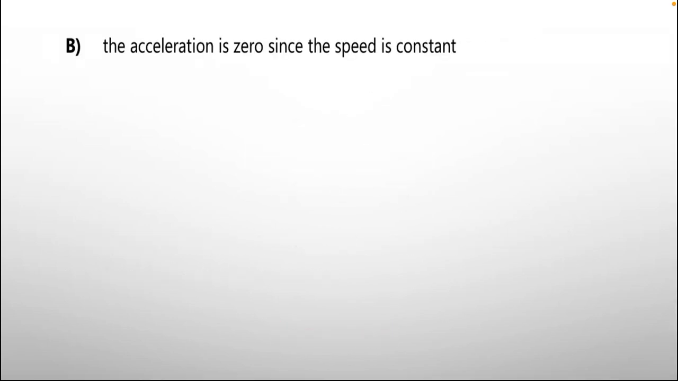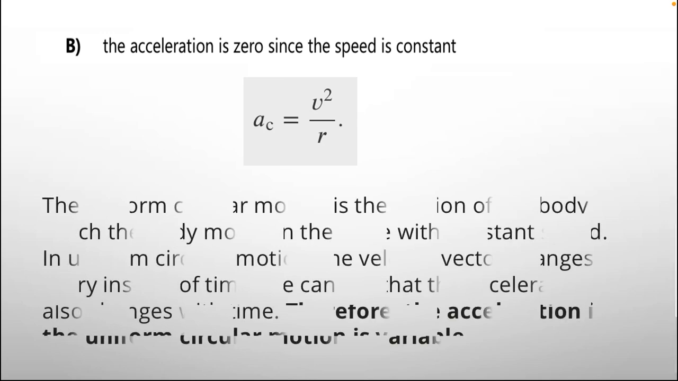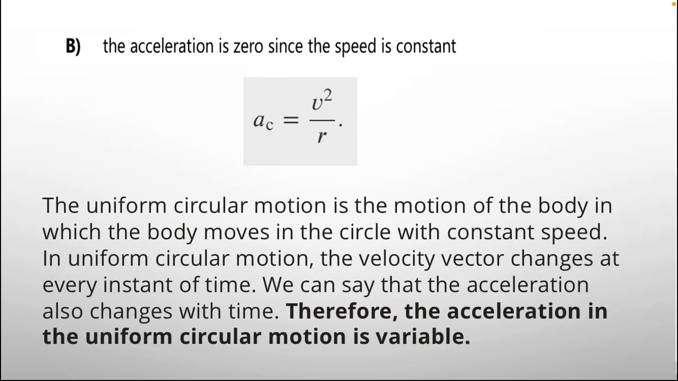Moving on, option number B. The acceleration is 0 since the speed is constant. Acceleration equals speed squared over radius. The uniform circular motion is the motion of a body in which the body moves in a circle with constant speed. In uniform circular motion, the velocity vector changes at every instant of time. We can say that the acceleration direction also changes with time. Therefore, acceleration in uniform circular motion is variable. So acceleration is not 0 when the speed is constant. This is incorrect.